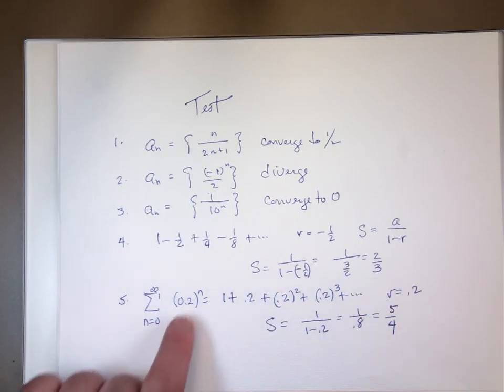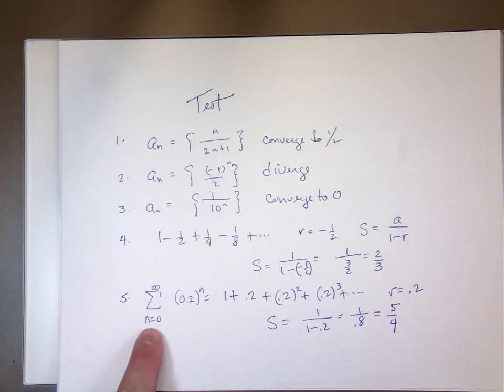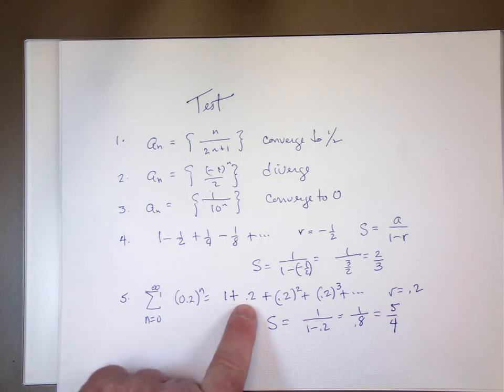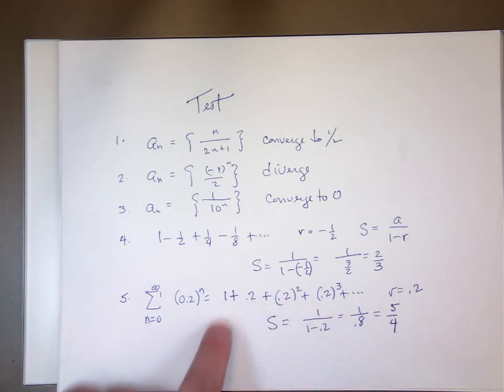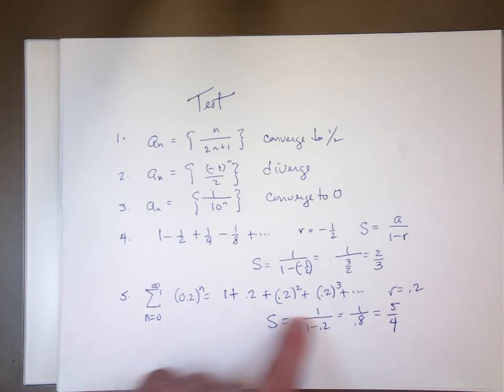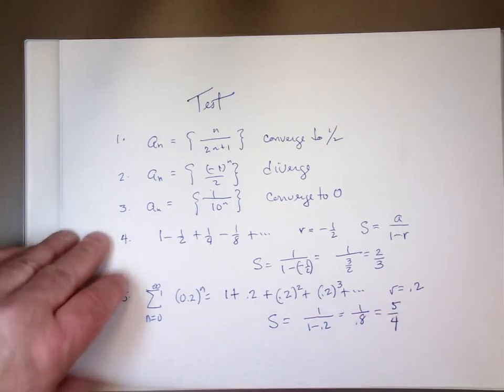The fifth one is another geometric series. If you write out a few terms, start at n equals 0. We'll have 1 plus 0.2 plus 0.2 squared, 0.2 cubed, etc. Geometric series where a is equal to 1, r is equal to 0.2, and the sum is going to equal 1 over 0.8 or 5/4 when you simplify it.